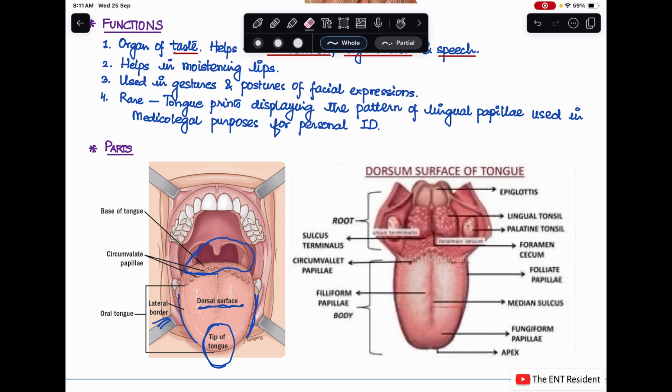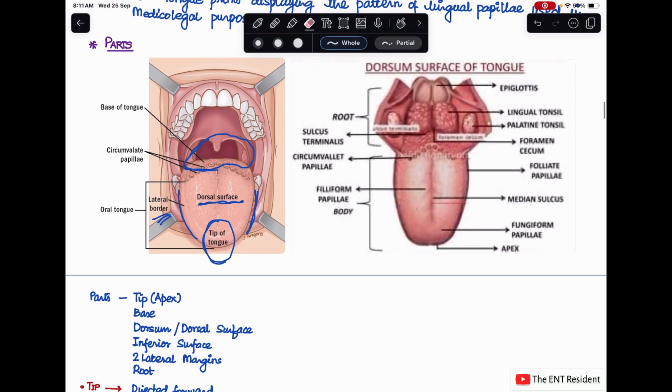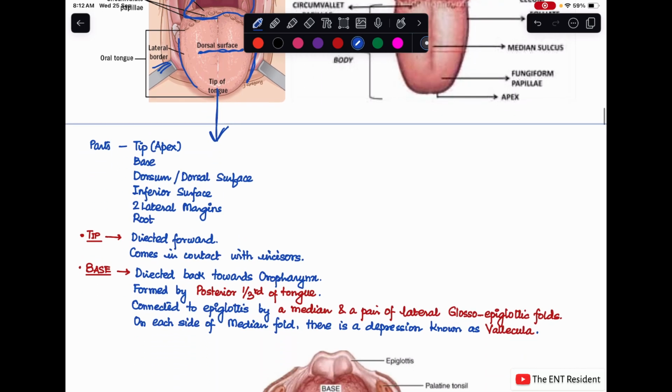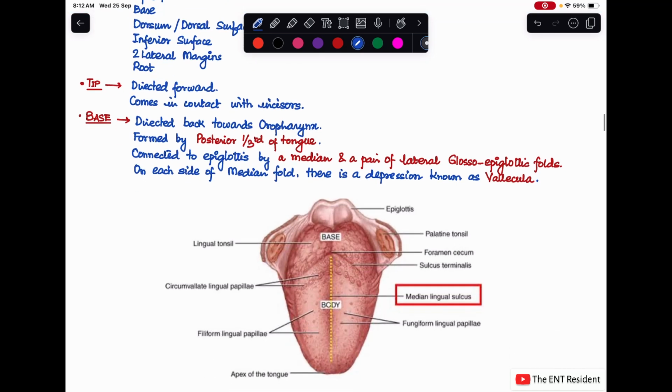Now let's talk a little bit about the different parts. First of all, the tip. As you can see in this image, the tip of the tongue is directed forwards from here, and it comes in contact with the incisors of your teeth in front. Next, coming to the base of the tongue. The base of the tongue is directed backwards towards the oropharynx, as I just said, and it is formed by the posterior one-third of the tongue.